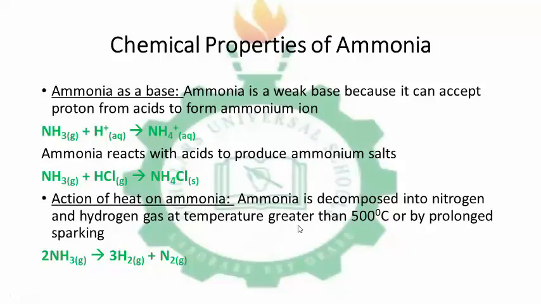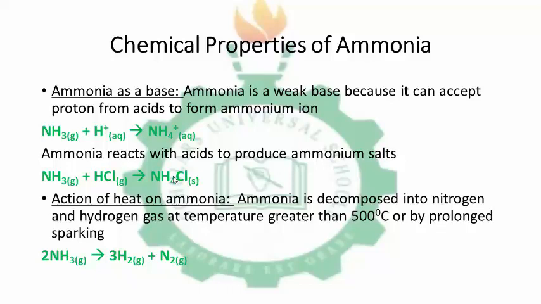Now, ammonia as a base. Ammonia is a weak base because it can accept a proton from acid to form the ammonium ion. Now, this is ammonia gas, and this is a proton from acid, and this is the ammonium ion. Now, ammonia gas reacts with acid to produce the ammonium salt. For example, the ammonia gas reacts with hydrogen chloride gas to form ammonium chloride, which is a salt of ammonia. Let's take note of that.